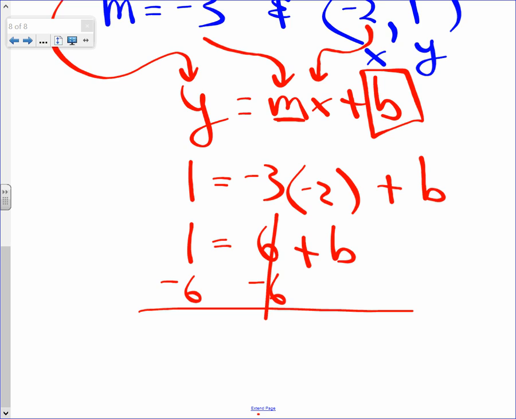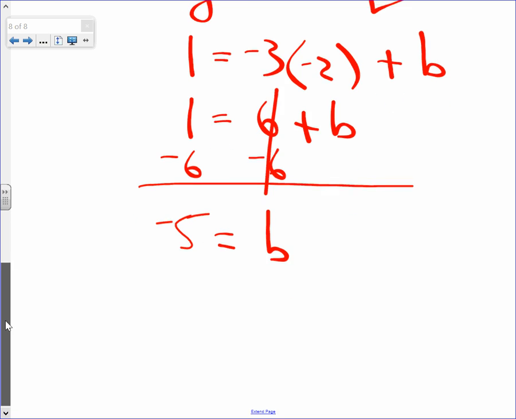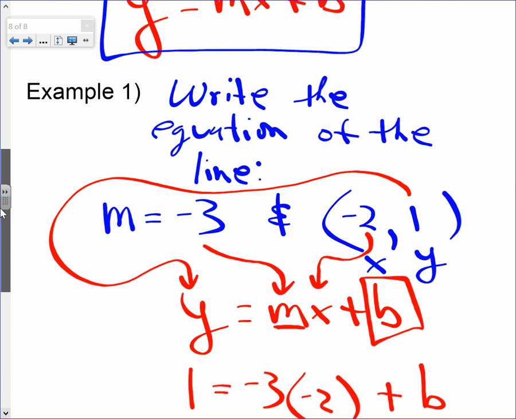Here we go. Ready? Bring down the equal sign. B is... You're awesome. 1 minus 6 is negative 5. Are we done with the mission? Well, we got our y-intercept, but the mission is, I said, write the equation of the line.